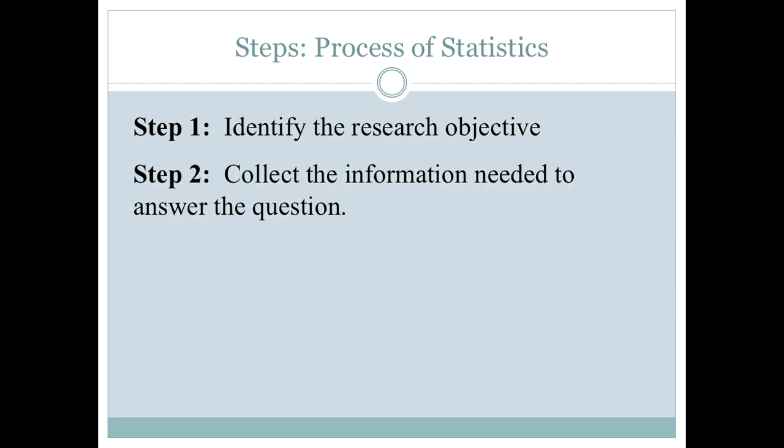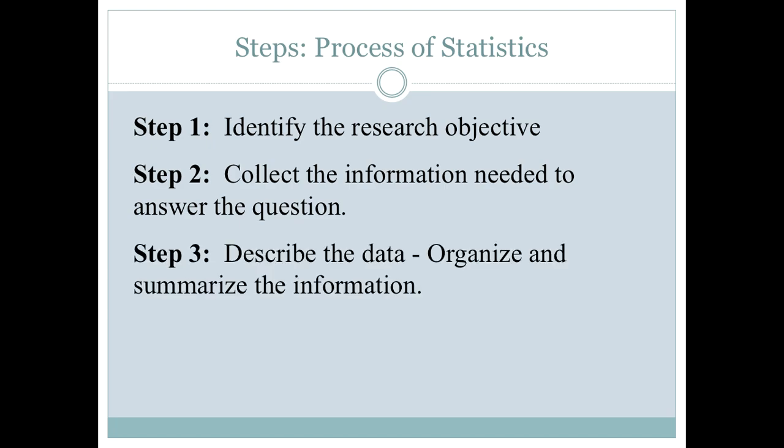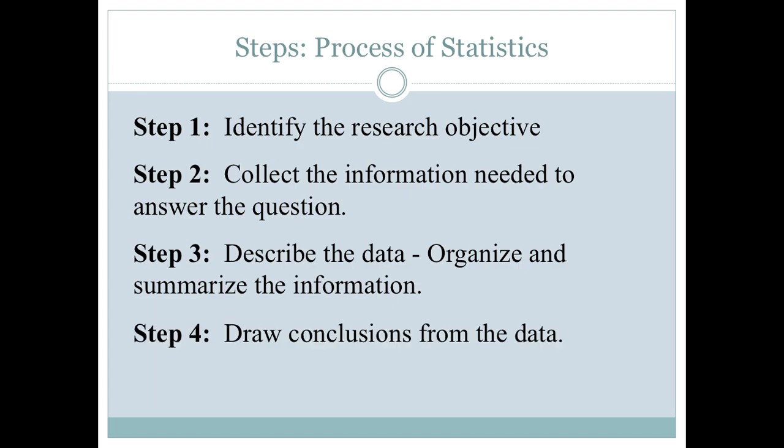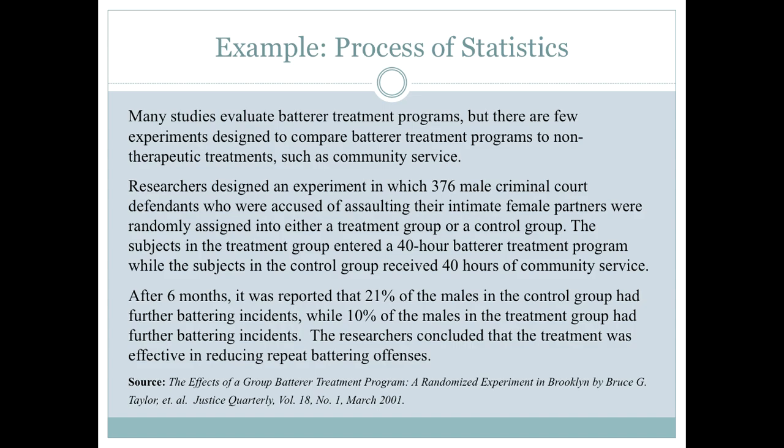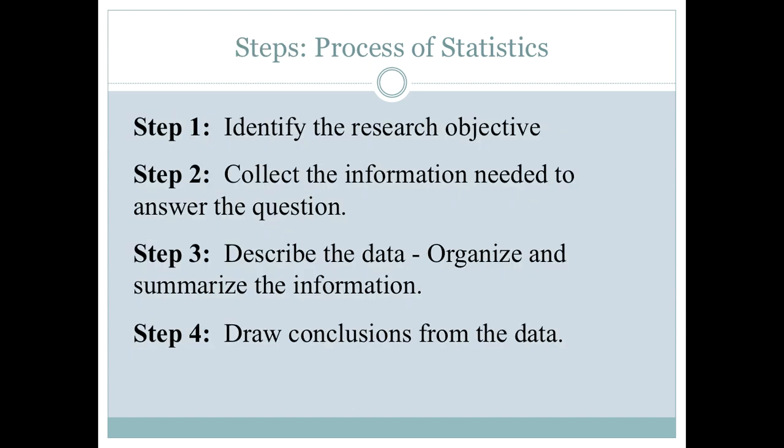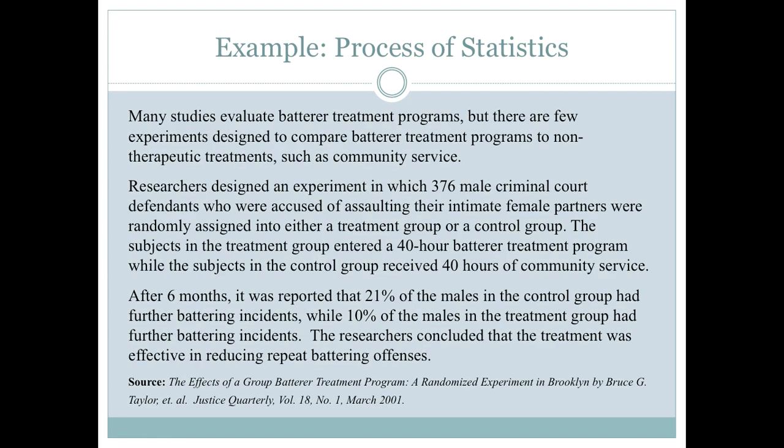Step 2 would be to collect any information that's needed to answer the question. Step 3 would be to go ahead and describe the data. So you always want to take whatever data you collected and organize it nicely, summarize that information. And then hopefully you'll be able to draw some conclusions, which would either basically support the research objective or fail to support it. So let's look at an example here.